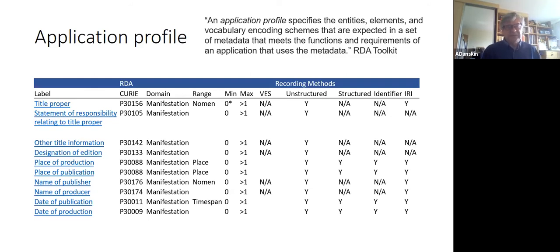RDA doesn't really assign cardinality to specific elements. So it's very flexible in that respect, but a local application profile will probably need to do that, particularly if it's trying to implement a particular schema such as MARC.